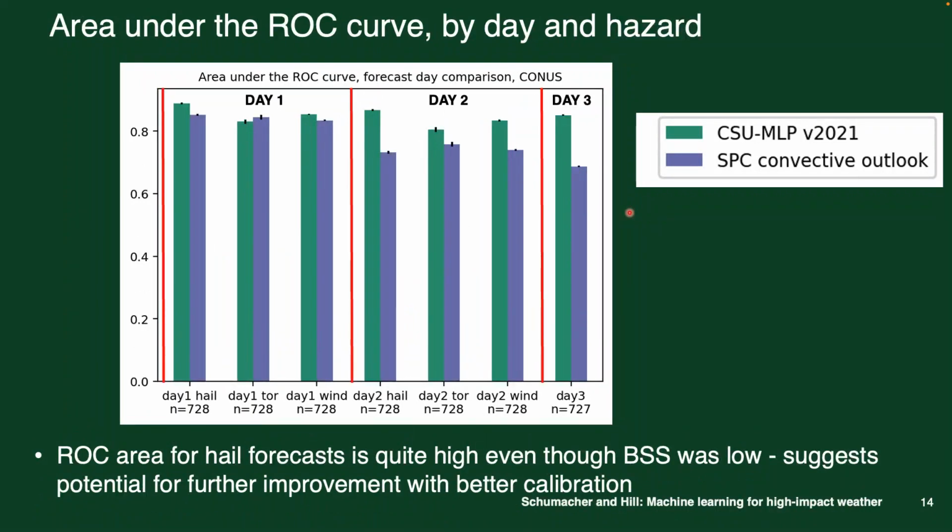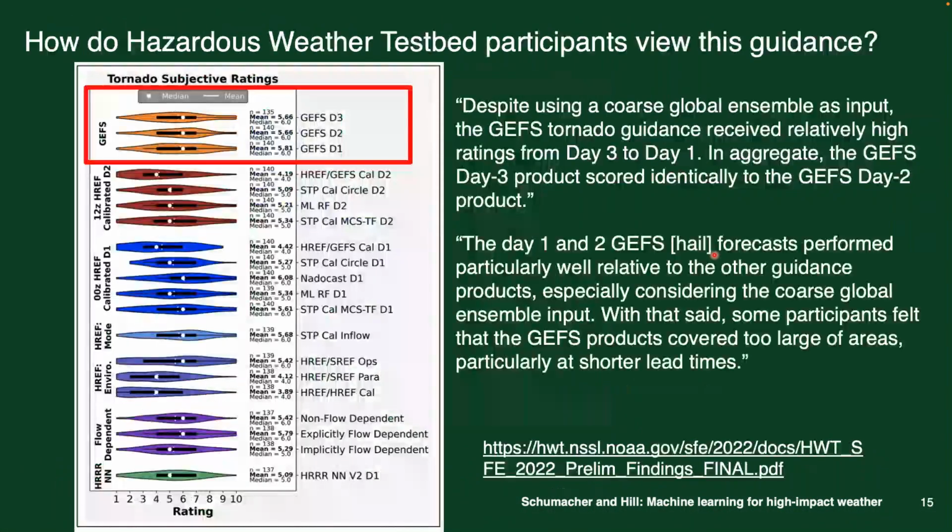And then this is just another metric of forecast quality, area under the ROC curve, and you see a similar picture there. Also, the ROC area on day 1 is pretty high, maybe suggesting that with better calibration of the forecast, we could improve the skill as well.